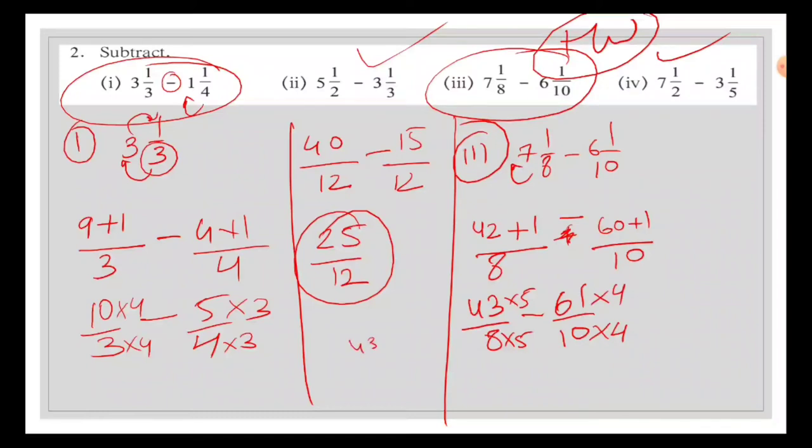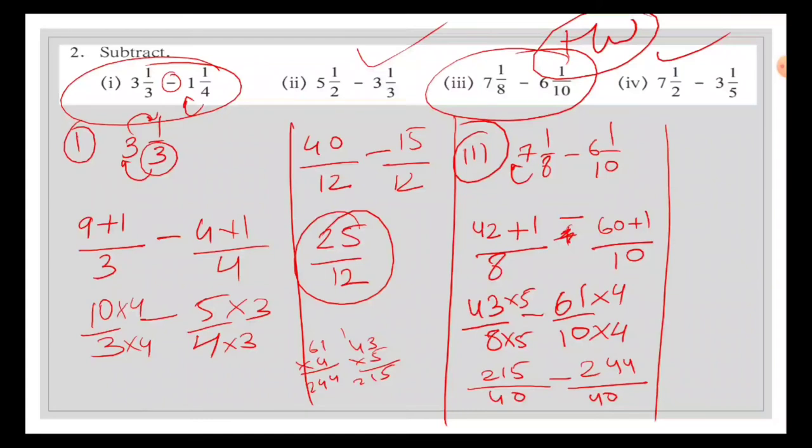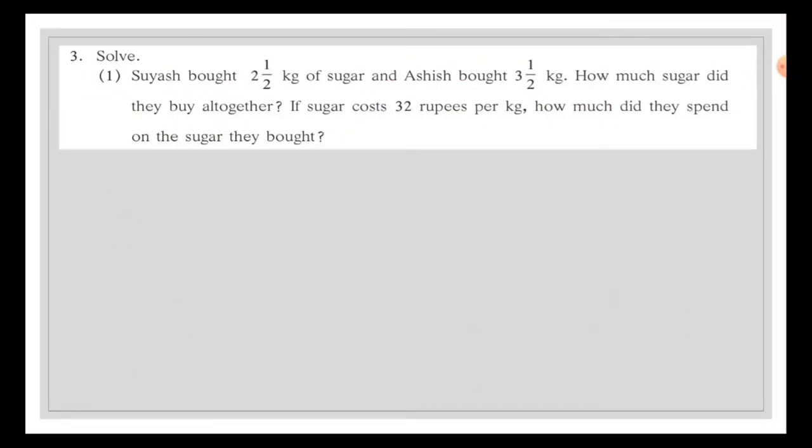So 43 multiplied by 5 will be 5 3s are 15, 1 5 4s are 20, 215 upon 8 5s will be 40, minus 61 multiplied by 4, 4 1s are 4, and this will be 244 upon 40. So the denominator becomes the same. Now you have to subtract it. So what will it become? It will become 244 minus 215, that is 29, minus 29 upon 40. Why minus? Because 244 is a greater number and it is having a minus sign over here, therefore it is a minus sign over there. Then next, you have to just convert it into a mixed fraction. That's it.